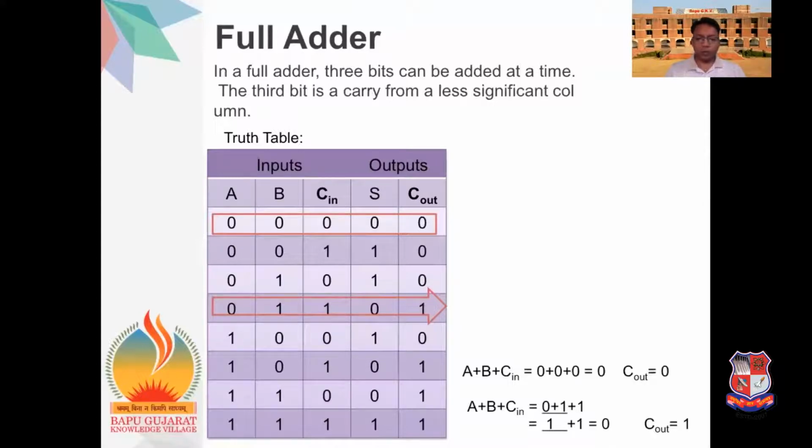In that case, we add the 1 and 1, so 1 or 1 is equal to 0. Here the 1 or 1 is 0, but it represents the carry out. So the carry out is 1. In that case the sum is 0 and the carry out is 1. In the same way we can find the sum and carry for all the other combinations.